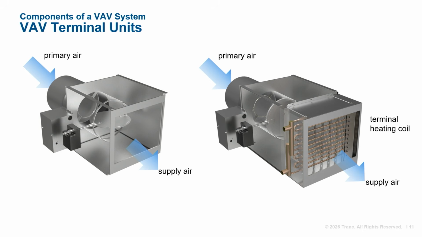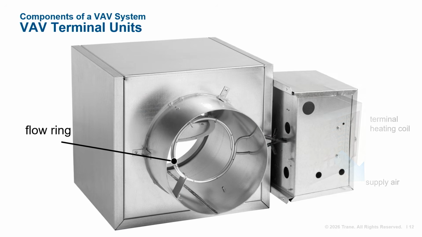VAV boxes may be equipped with heat. This is usually an electric heater or a hot water coil. VAV boxes may also be equipped with an airflow measuring device, such as this flow ring, to measure the airflow passing through the box. There are several other variations in the market too.